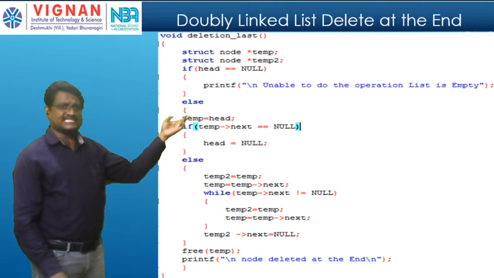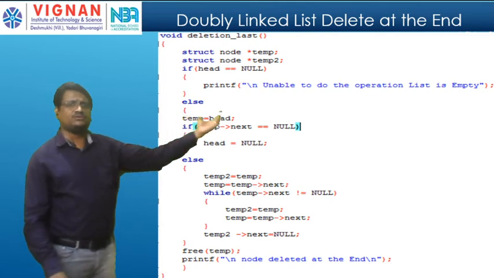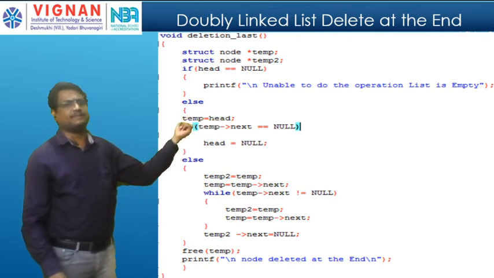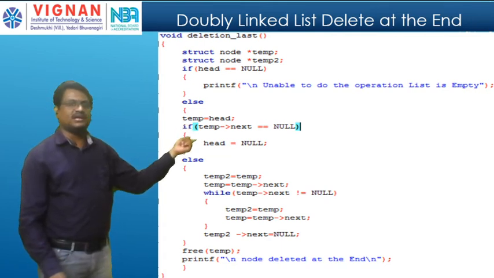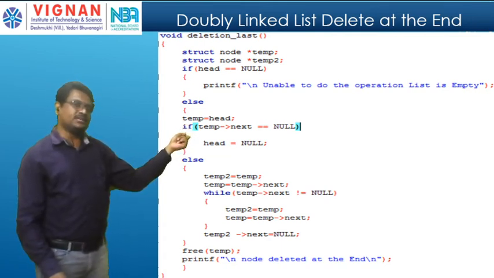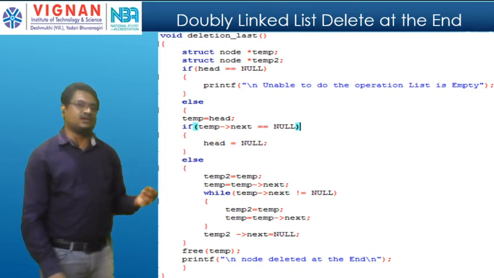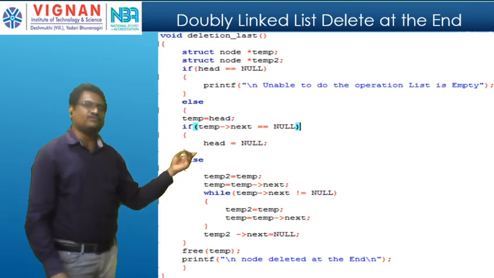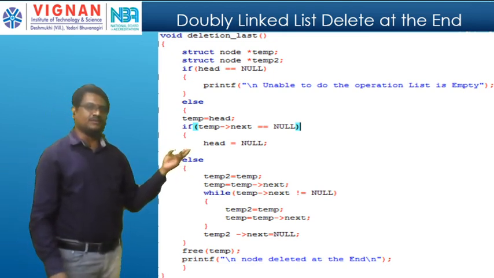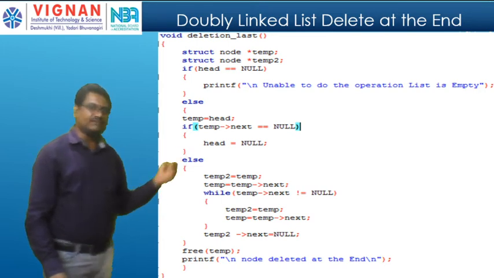Here I will do step 3. In step 3, I am storing the head value into a temporary variable for further usage, and checking whether only a single element is available in the linked list or not. So temporary next double equals null or not. If it is yes, then in the fourth step I will do head equals null. I will simply put head equals null and I will go to the 9th step.